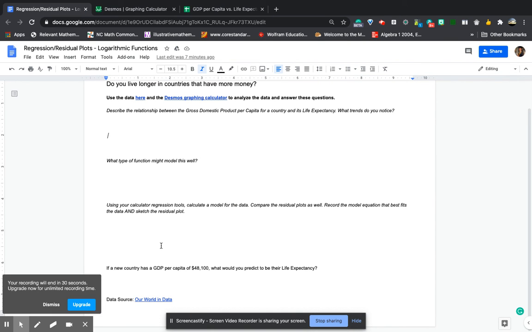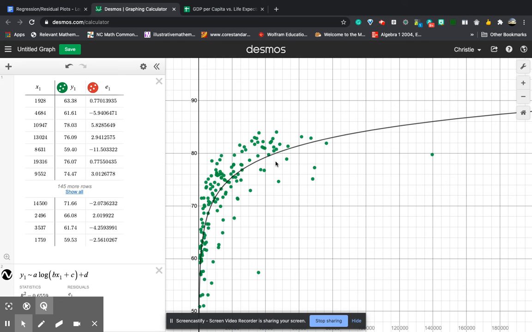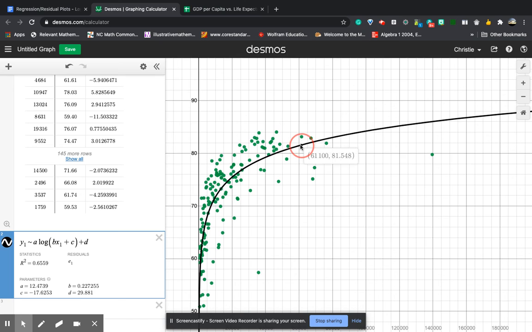And the last question asks if there's a new country that has a GDP of $48,100, what would you predict its life expectancy to be? And to determine that with the actual graph, I can just click on this black curve and drag until I get close to 48,100. I see the life expectancy is close to about 80 years old.